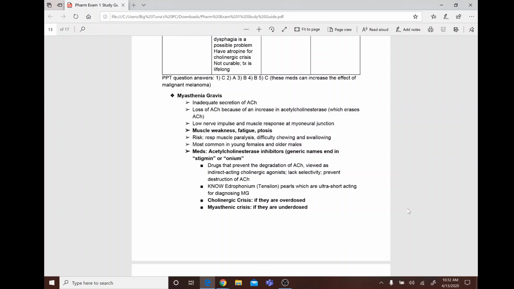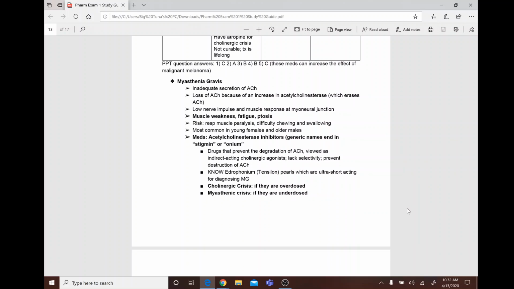Inadequate secretion of ACH. Why are we losing ACH with myasthenia gravis? Because there's an increase in acetylcholinesterase, so low nerve impulse and muscle response. What are the main side effects of myasthenia gravis? Muscle weakness, fatigue, and ptosis. What are you at risk for with myasthenia gravis? Respiratory muscle paralysis, difficulty chewing and swallowing.